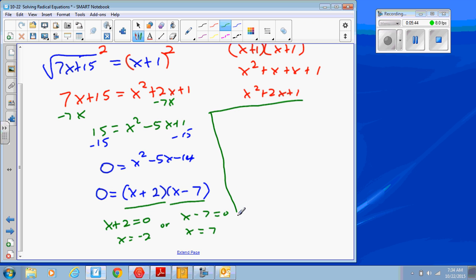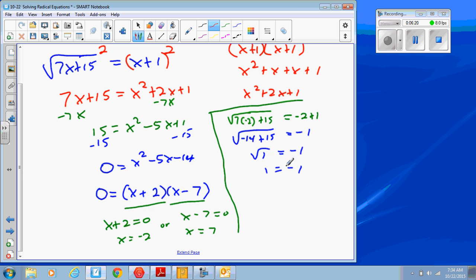That would be the square root of 7 times negative 2 plus 15 equals negative 2 plus 1. Just going through the math, the square root of negative 14 plus 15 equals negative 1. That's the square root of 1 equals negative 1, and that's not true. 1 equals negative 1 is not a true statement, which means this is not a solution.